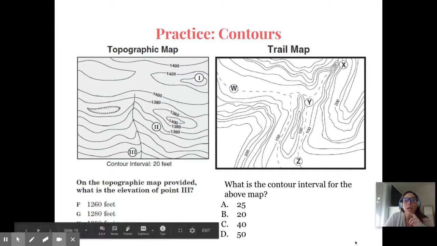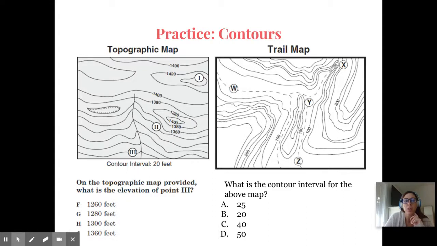So right here, we have our first sets of practice questions and our first look at some topographic maps, just a section of 2 different maps. On the topographic map provided, what is the elevation of point 3? So that's Roman numeral 3.